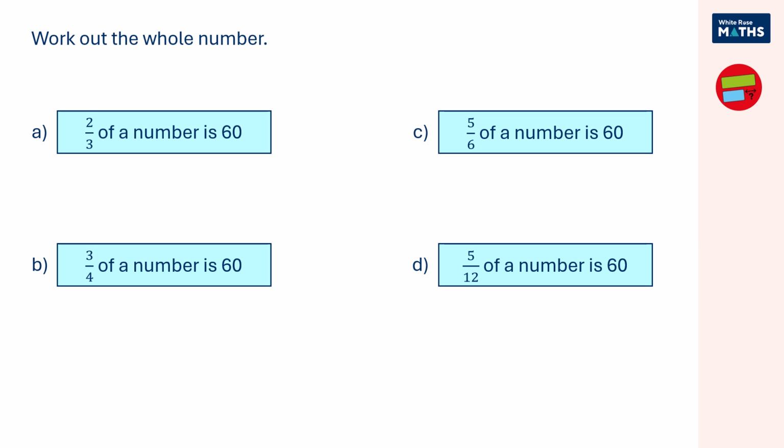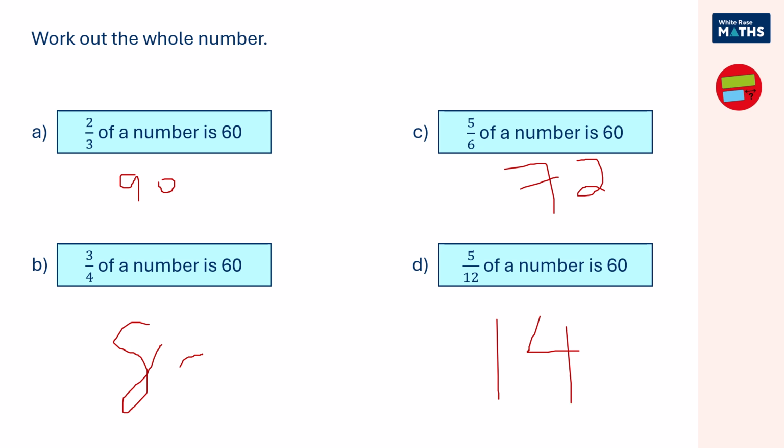Right, work out the whole number. 2/3 of a number is going to be 60. So 60 divided by 2 is going to be 30. Times it by 3 is going to be 90. 3/4 of a number is going to be 60. 60 divided by 3 is going to be 20. Times it by 4 is going to be 80. Part C, guys. 60 divided by 5 is going to be 12. 12 times 6 makes 72. And then lastly, we do 60 divided by 5. It's going to be 12. 12 times 12, a bit more tricky. When you square numbers, just remember for your exams, 144. Again, well done if you got that.